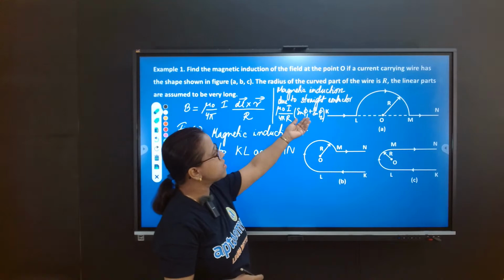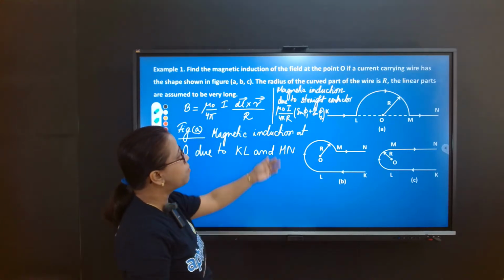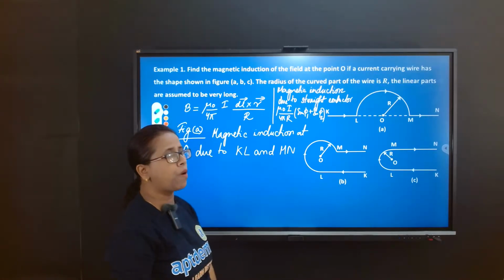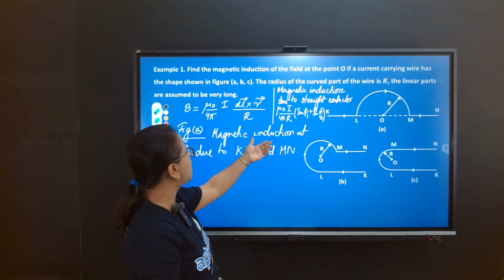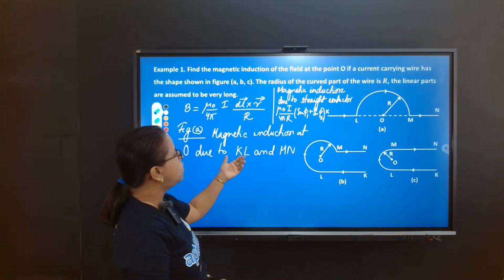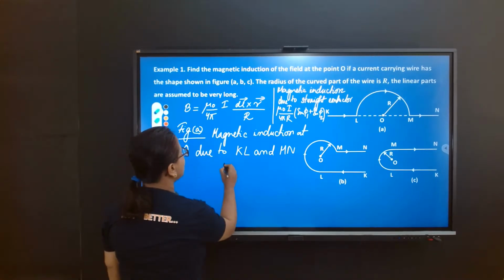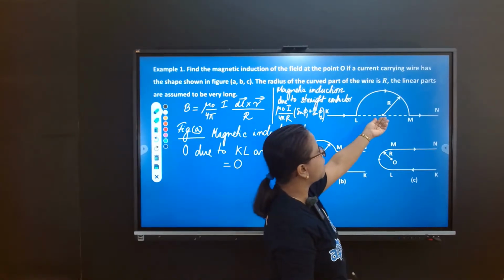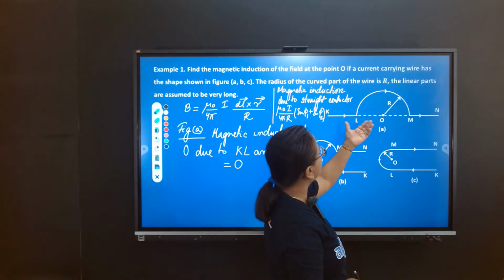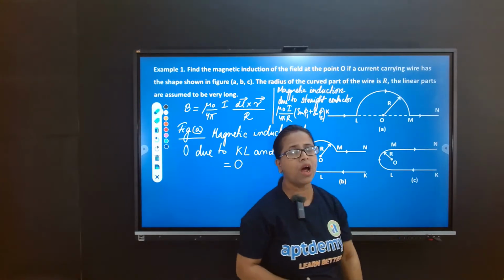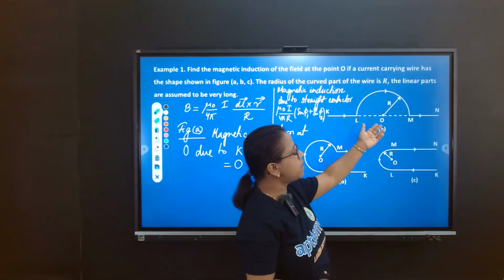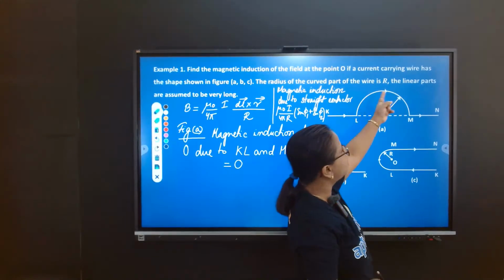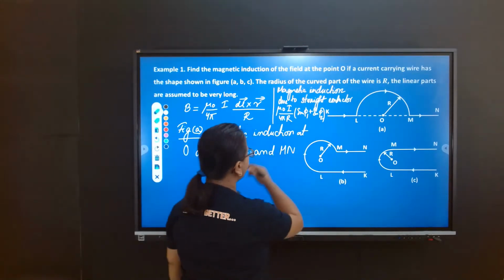So sine 0 plus sine 0 amounts to 0 multiplied with this factor mu naught I by 4 pi r, which will give us the magnetic induction at O due to KL and MN as equal to 0. So we see that magnetic induction at O due to the paths KL and MN both are equal to 0. Now what is left out? We are left to find out the magnetic induction at O due to the curved portion LM. Let's work that out.